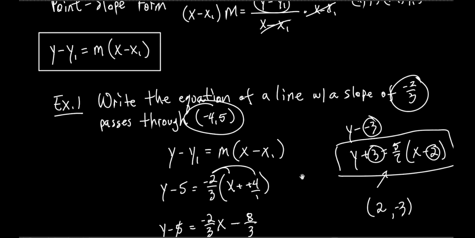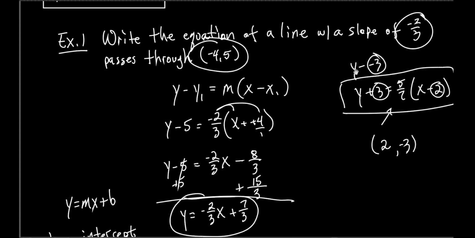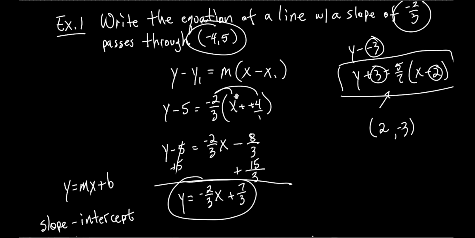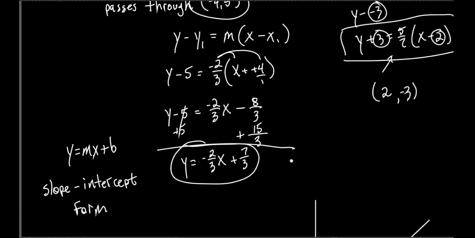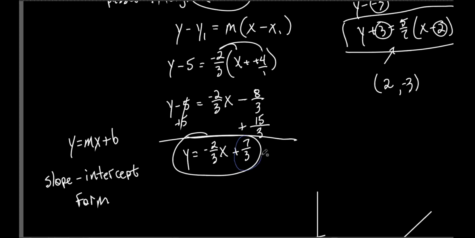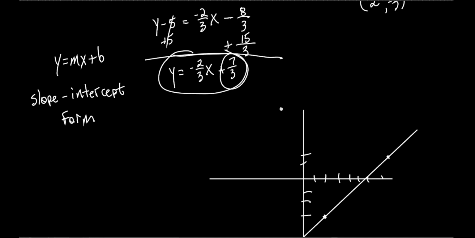But if I know the slope and I know a point, I could put it in the point slope form, work it out, solve for y, and guess what? Now I have what? The y-intercept. Okay? All right. That's a lot of stuff, I know, but there we go.